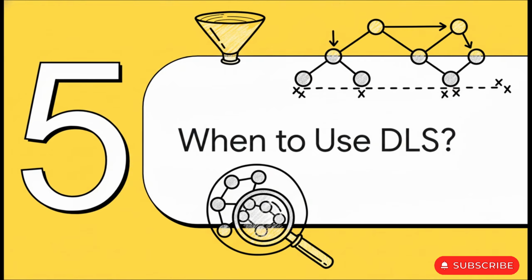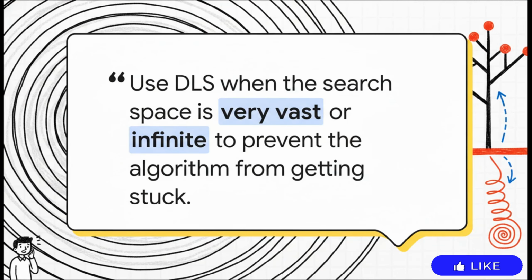Okay, so with those limitations in mind, when would you actually choose to use DLS? What's the perfect situation for this algorithm? This is it. This is the number one reason, right here. You pull out depth-limited search when you are staring down a search space that is just massive or maybe even infinite. It's the guardrail that stops the simple DFS from driving right off a cliff.